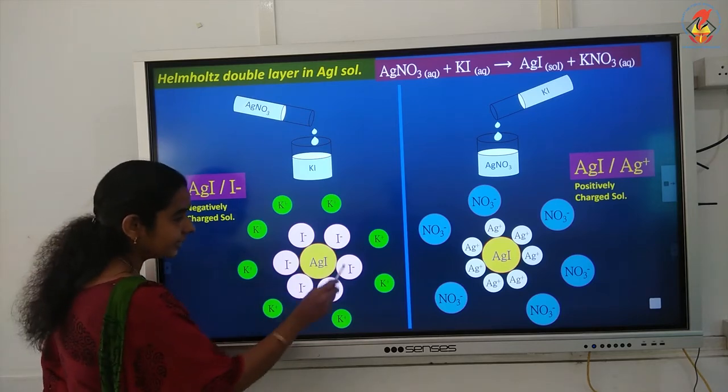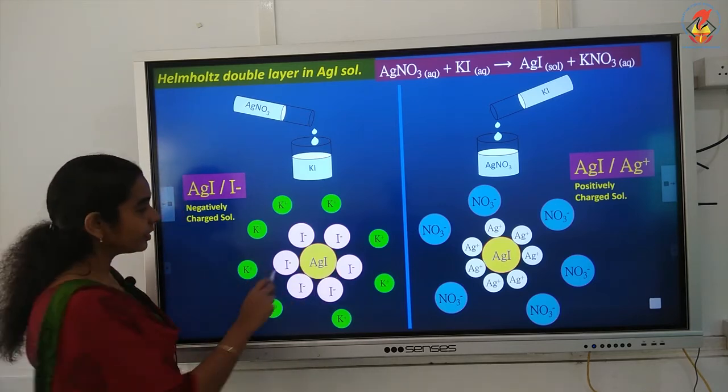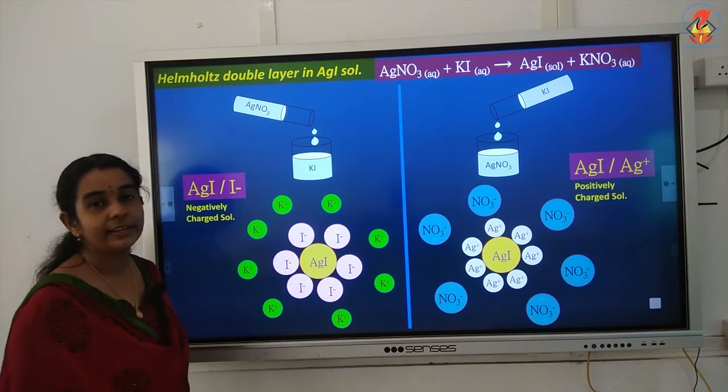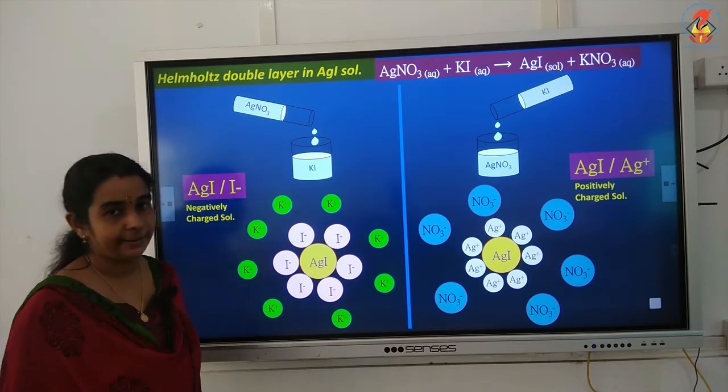So, this is a negative layer. This layer will be tightly held or firmly held, called the fixed layer.